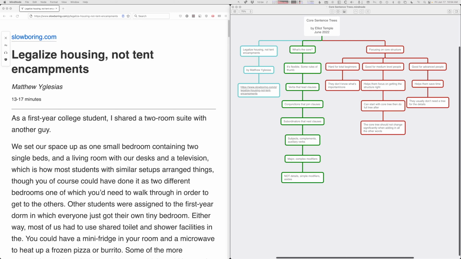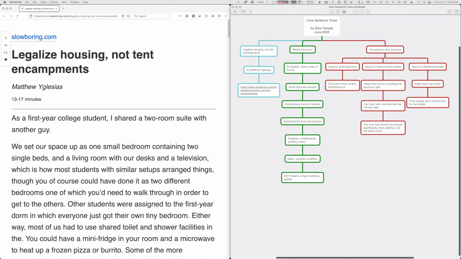We're going to practice core sentence trees using this Iglesias article. They're a way to do shorter, quicker trees with fewer nodes. Basically, you put in the most important stuff and you leave out the less important stuff. This is hard for beginners who don't yet understand very well what's important and what's less important. It's good for medium-level people.